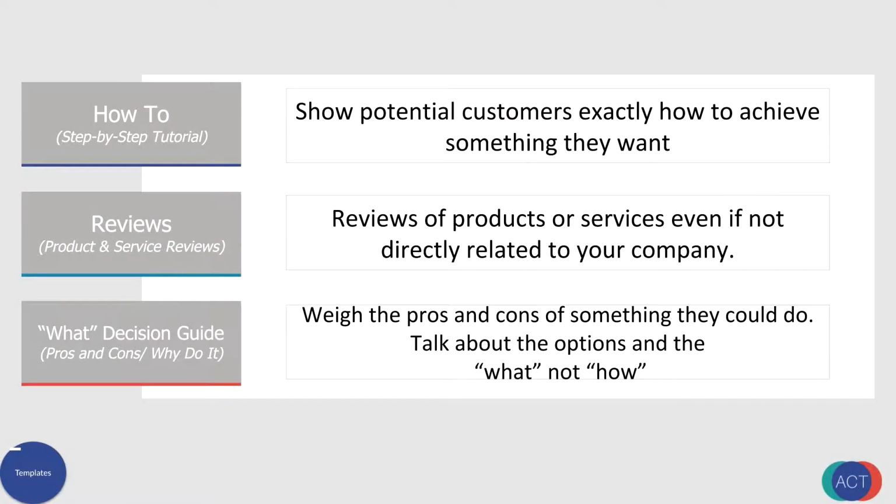The final one is a decision guide, and all a decision guide does is look at 2 different paths your ideal customer could take and say, you can either take this path and get this result, or you can take this path and get that result.